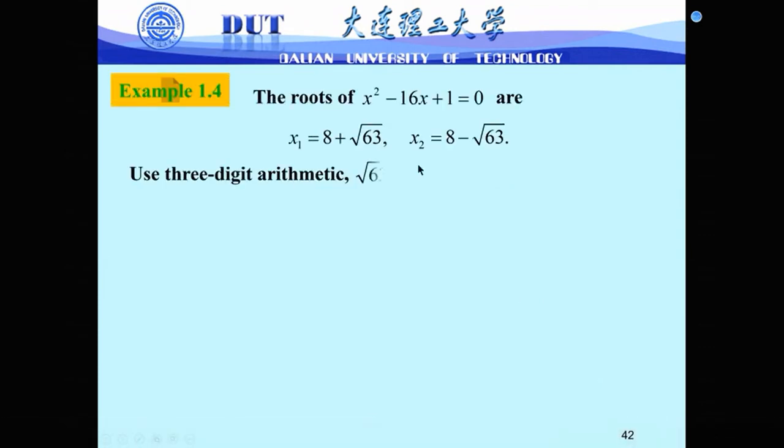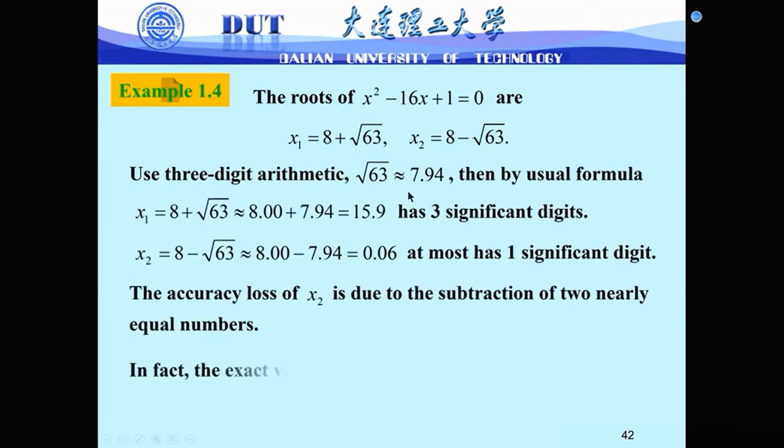Here, this example: 8 minus the square root of 63. They are close numbers, and we have accuracy loss for x2. So we need to change the formula to compute x2 by 1 over x1. Okay, remember?